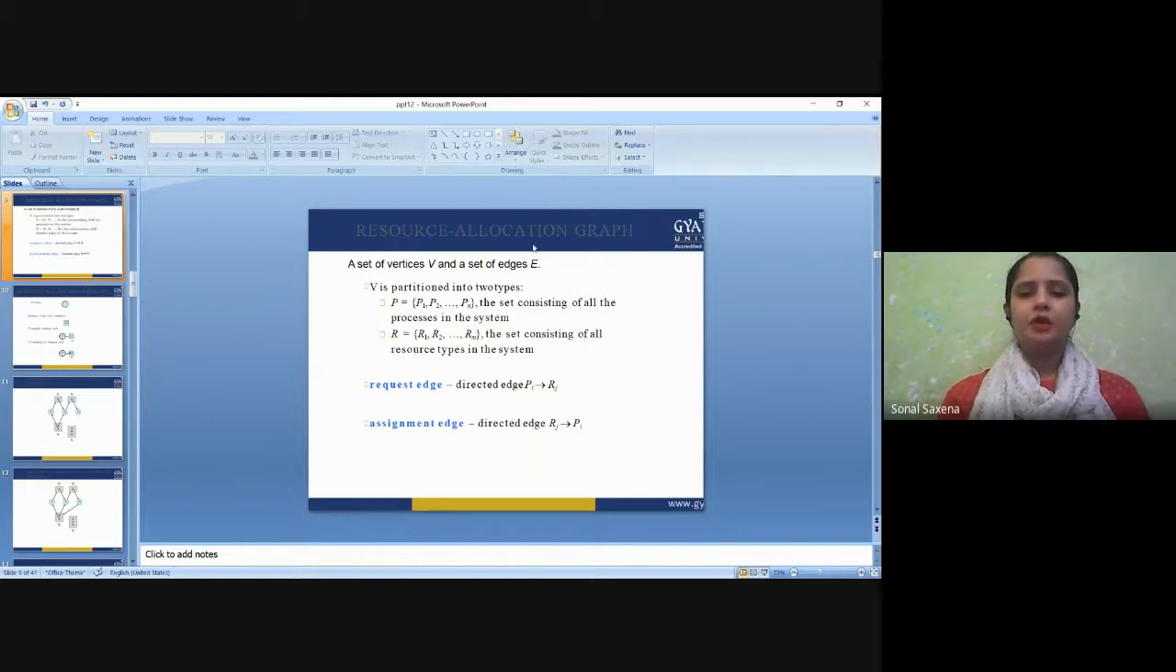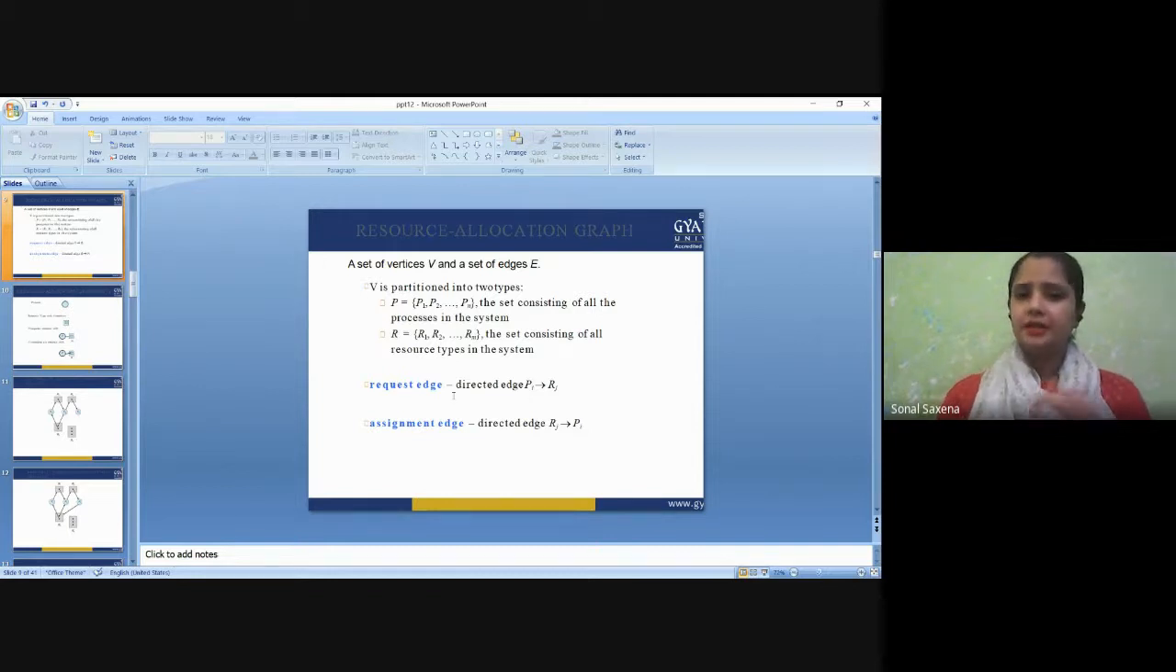Now, when we talk about edges in the resource allocation graph, we have two types of edges. One is the request edge and one is the assignment edge. The request edge is a directed edge from the process to the resource. Do remember this: whenever you see an arrow starting from the process towards the resource, that is a request edge, meaning a process wants access to a particular resource.